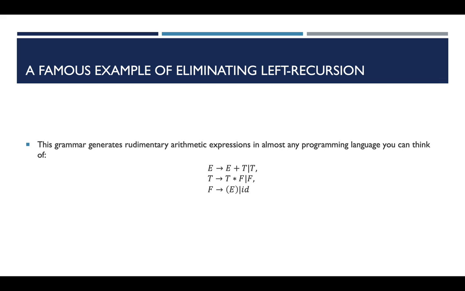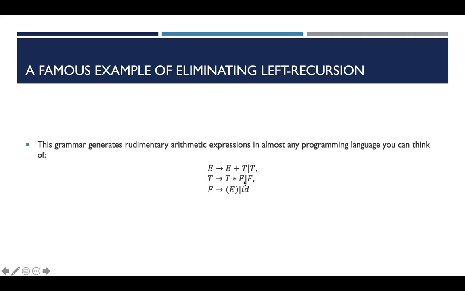In particular, arithmetic expressions are a really great example of not only ambiguity, but also where left recursion very commonly occurs. So here you can see the standard arithmetic expression grammar for every programming language you can probably think of. If you take the naive route to generate that grammar, you're going to end up with two different left recursive productions. You're going to have this capital E yielding an E plus a T, and you're going to have this capital T yielding a T times an F.